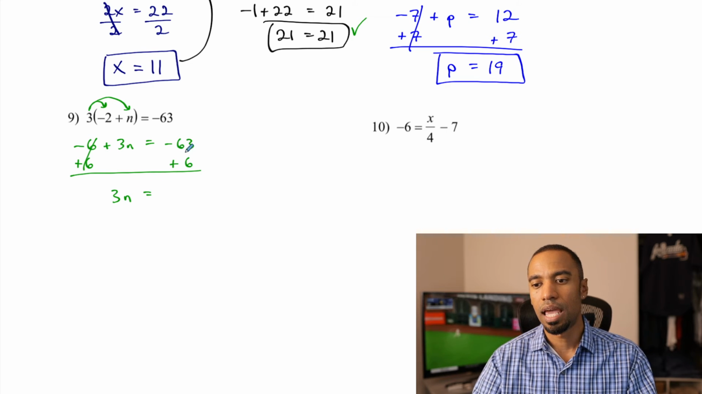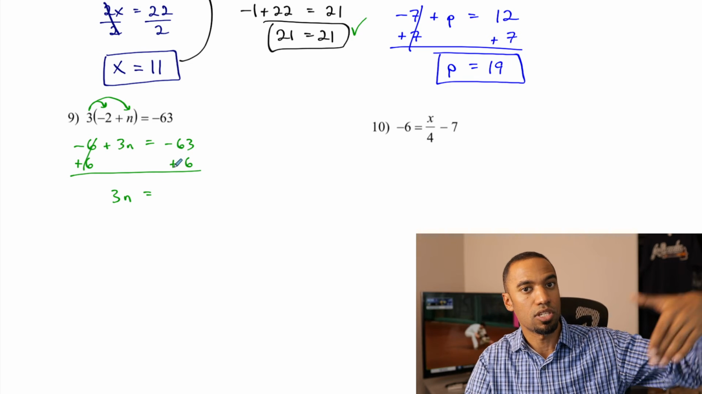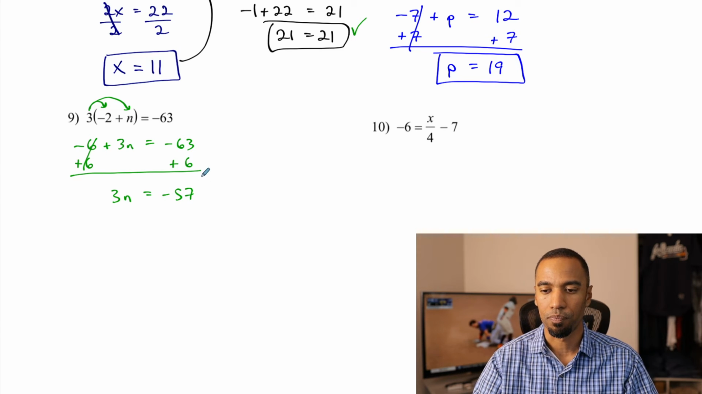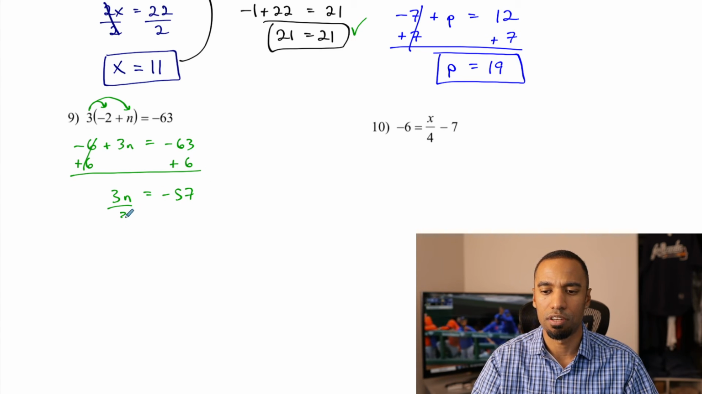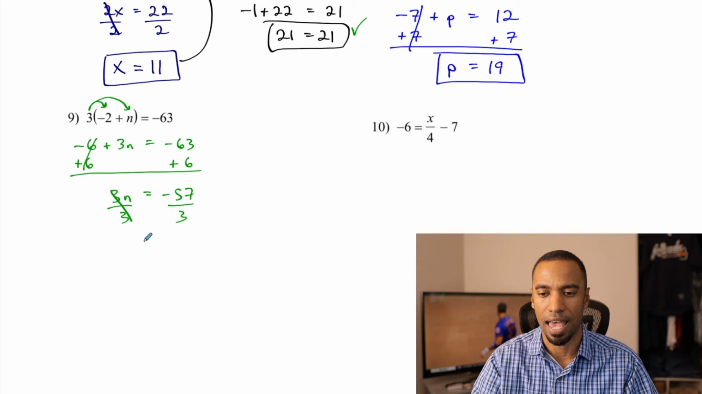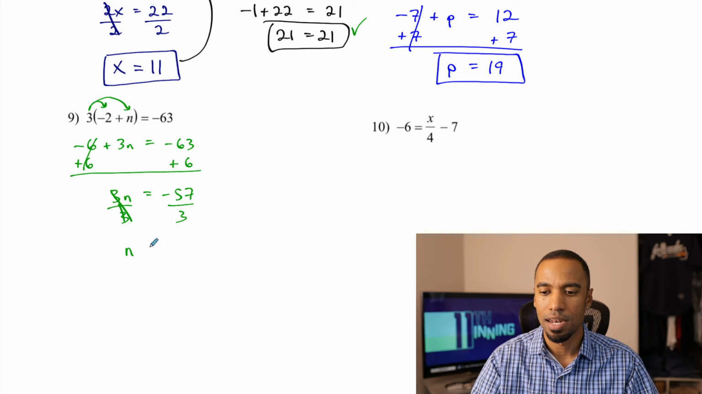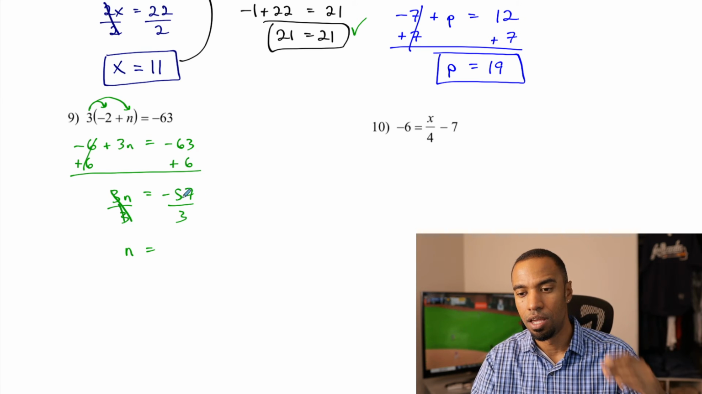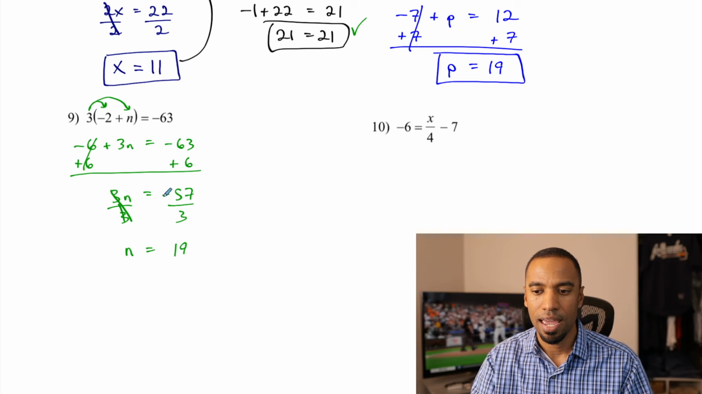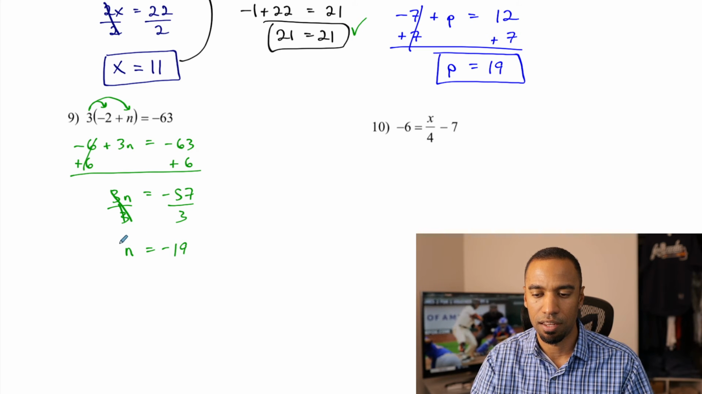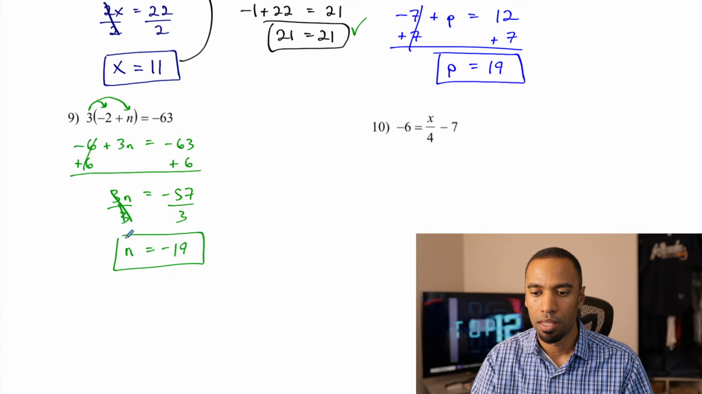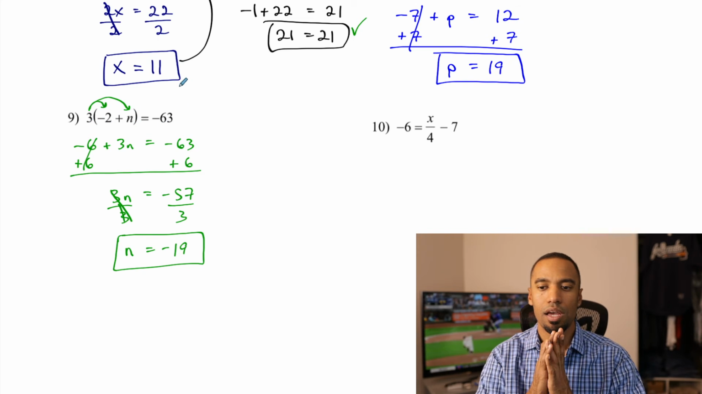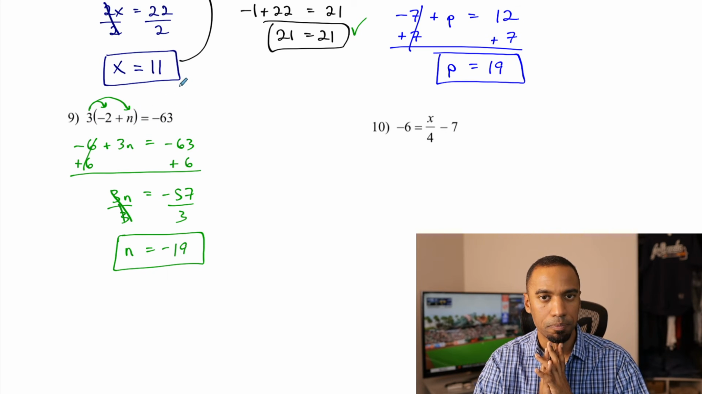3 times n. Negative 63 plus 6, it's not negative 69, it's negative 57. So we're getting closer to 0 there, negative 57. Hey, take your calculators out as we divide both sides by 3 to get that n variable completely by itself. Negative 57 divided by 3 is negative 19. 57 over 3 is 19, and a negative divided by a positive is a negative. So n equals negative 19. There's the final result. A good double checking could take place if you substitute back in. See what you get there, but it should pan out.